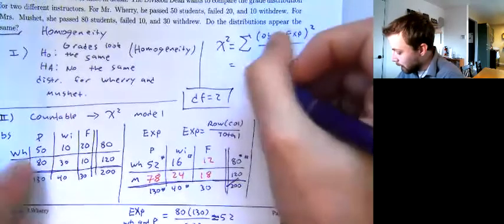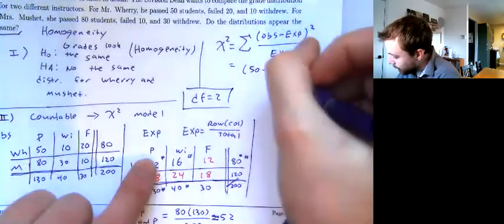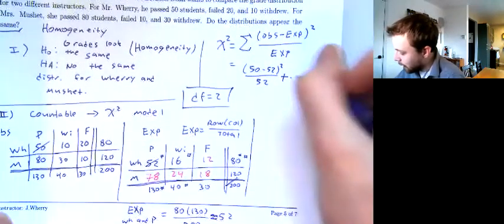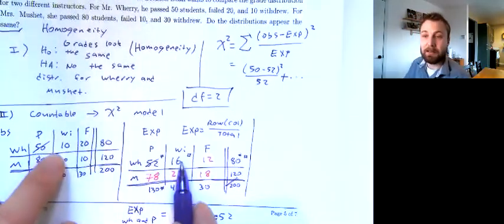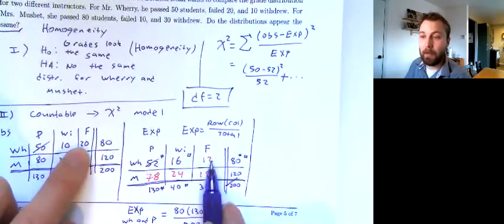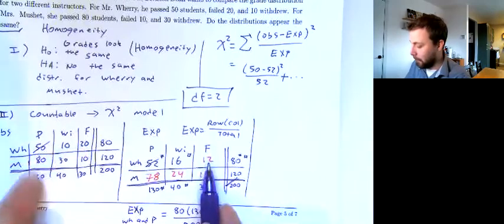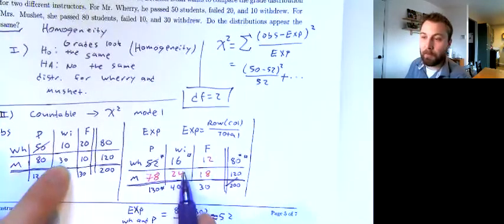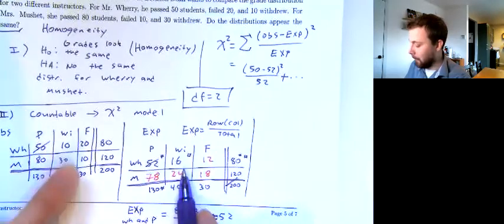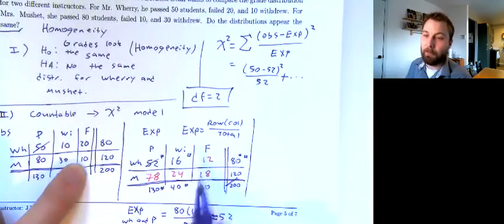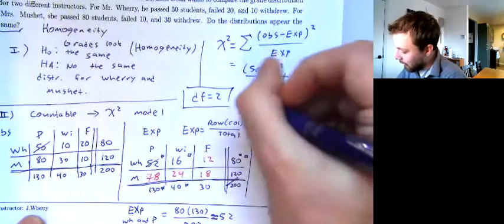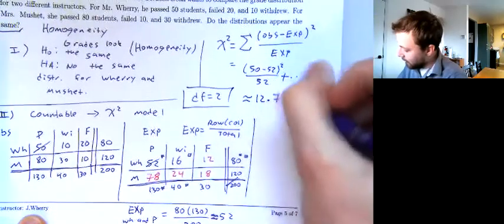I'm going to do matchy-matchy. 50 matches up with 52. The expected is 52. Plus dot, dot, dot. 10 minus 16 squared divided by 16. 20 minus 12 squared divided by 12. 80 minus 78 squared over 78. 30 minus 24 squared divided by 24. 10 minus 18 squared divided by 18. I just match them up and I add them all together. When I do this, I appear to get a chi-squared value of approximately 12.767.